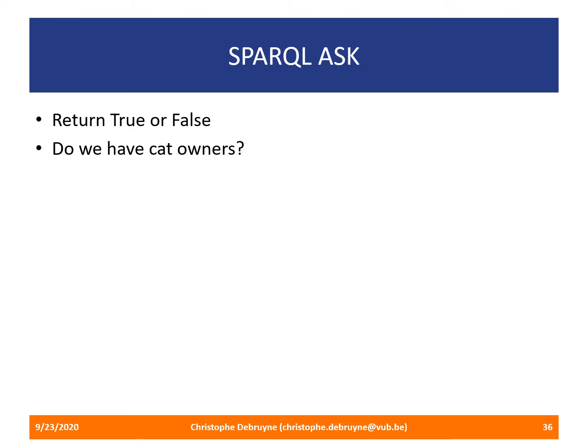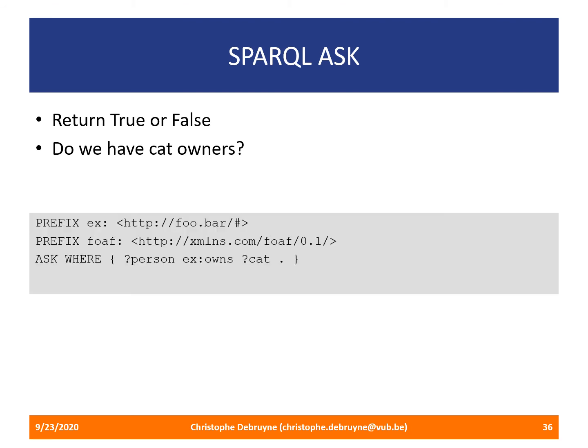Another type of query is the SPARQL ask query, and that just returns true or false. A SPARQL ask query can be used to assess the existence of a solution. You're not retrieving the whole solution, you're not retrieving all the solutions, you just ask, is there a solution? For instance, here we ask, do we have cat owners?